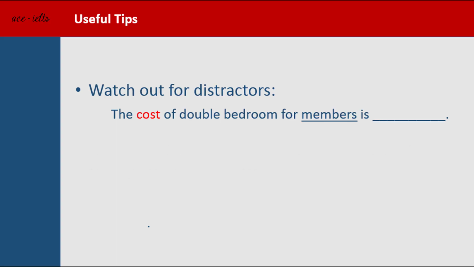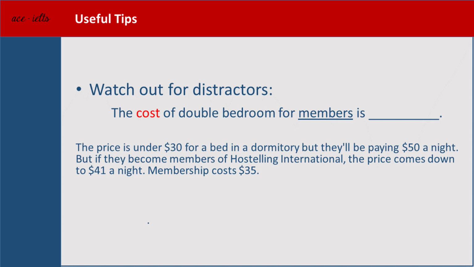Our answer is cost. I need to know how much it costs. The girls want a double room to themselves. They don't want to share with other people. That makes it more expensive. The price is under $30 for a bed in a dormitory, but they'll be paying $50 a night. But if they become members of Hosteling International, the price comes down to $41 a night.